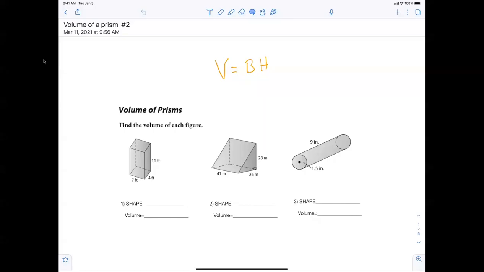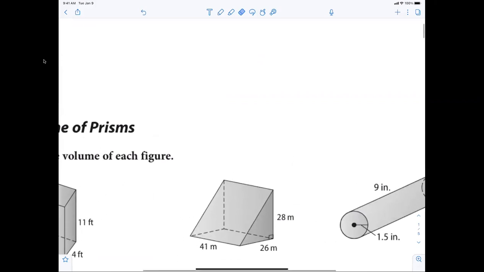All right, at the top, I wrote this in there. But we're just gonna go ahead and rewrite it. Volume. So I want everybody to put V equals. You're definitely gonna need a calculator. Oh my goodness.